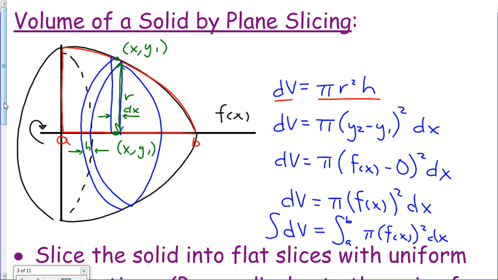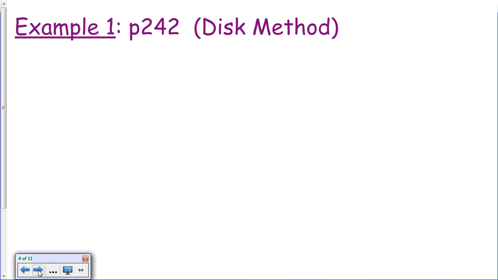Again, the process is definitely a little bit more complex, but it's very similar to the process that you saw in the last section. All right, let's try a couple of examples here. Take a look at example 1. We call this the disk method.